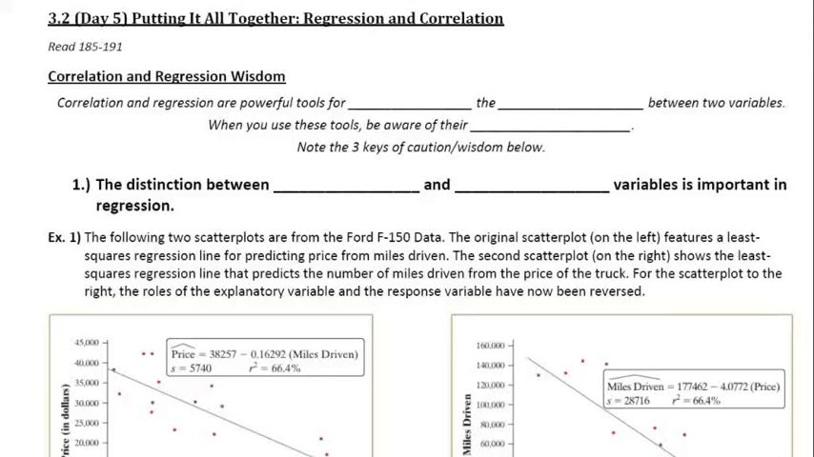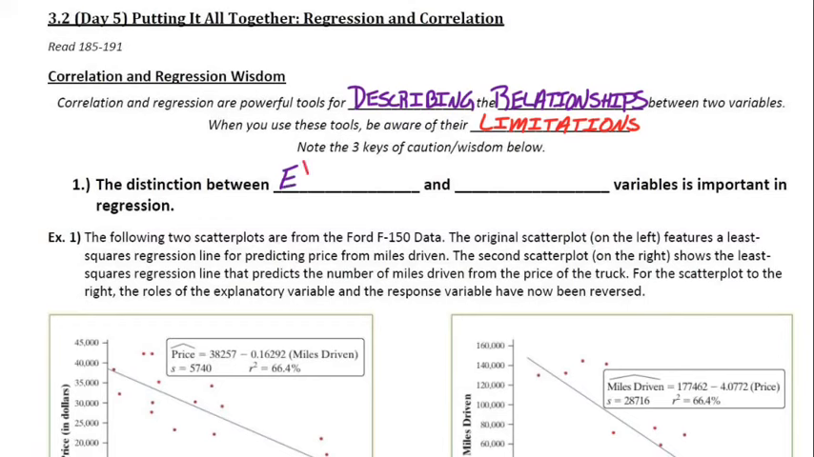3.2 Day 5 notes. We're going to connect a few dots for linear regression, hence the title, Putting It All Together. So in terms of our wisdom, the first part: correlation and regression are powerful tools for describing the relationships between two variables, but you should be aware of their limitations. And there's three key ideas we're going to talk about.